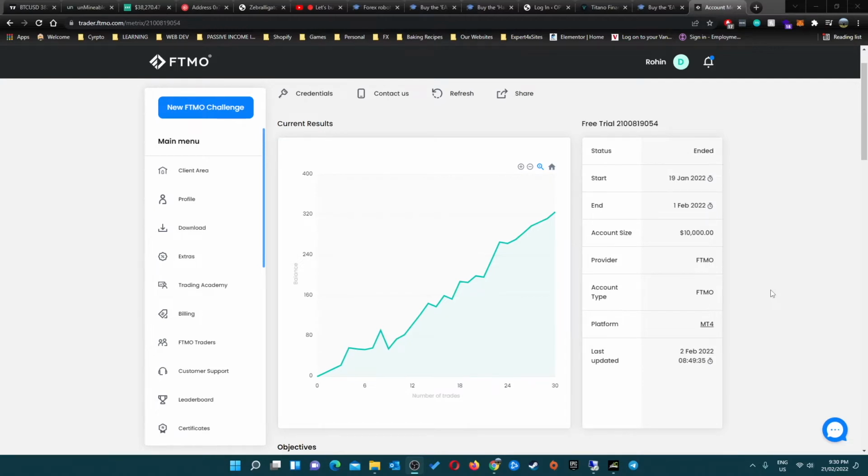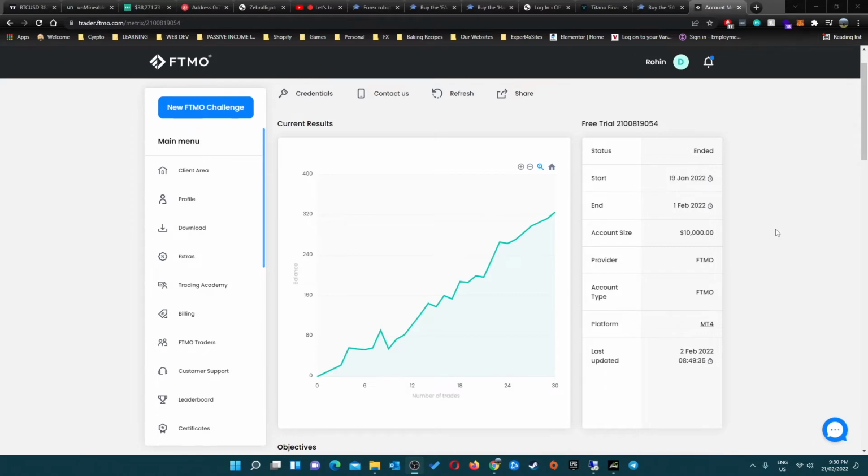Look at this, not beautiful, but it's not bad, right? If we have a look, it went from zero to $320 in 8 days. 8 trading days from a $10,000 account. And the robot that did this was called Black Dragon, and I was using Black Dragon version 8.